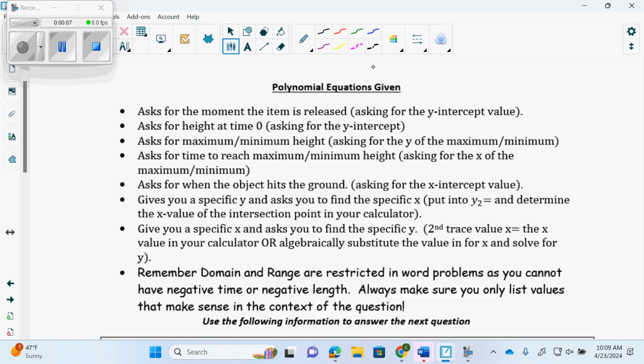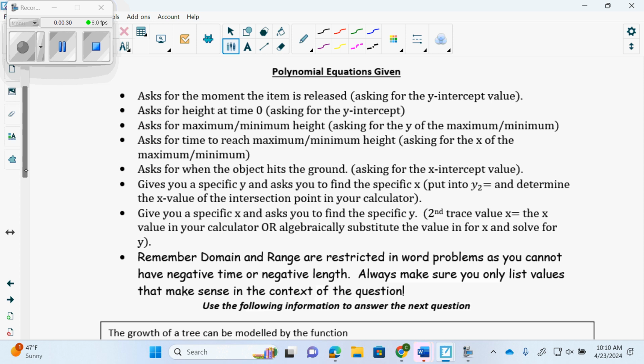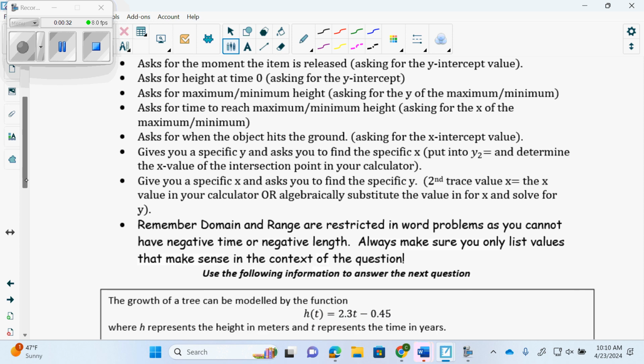So, if it asks for the moment the item is released, that's the y-intercept, correct? We talked about that. The moment something is released, time is 0. That's a y-intercept. If it asks for the height at time 0, it's asking for the y-intercept. If it asks for the maximum height, it's asking for the y as the maximum or minimum. If it asks for the time to reach maximum height, it's asking for the x as the maximum or minimum. If it asks for when the object hits the ground, it's asking for the x-intercept.